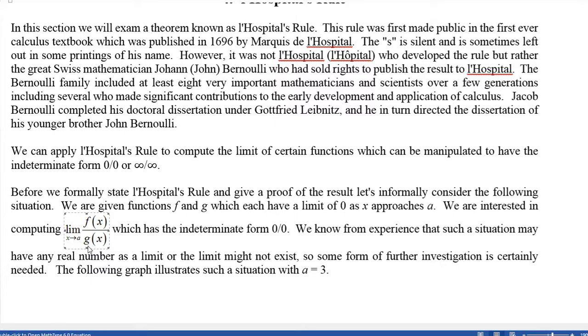Now we know from experience that situations such as this could have any limit possible. Could be any real number could be the limit, or the limit might not exist. It might go to infinity, might go to minus infinity, or it might not exist for some other reason. In fact, every derivative has this indeterminate form 0 over 0 when you write the definition of the derivative. So certainly we've seen this kind of thing many, many times.